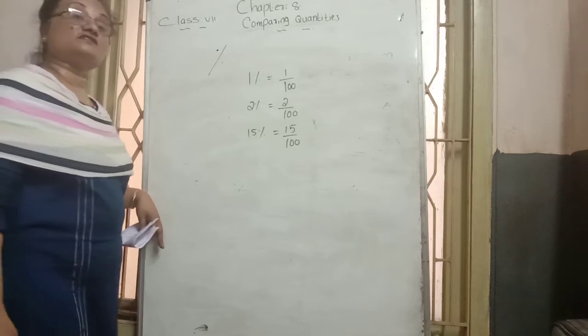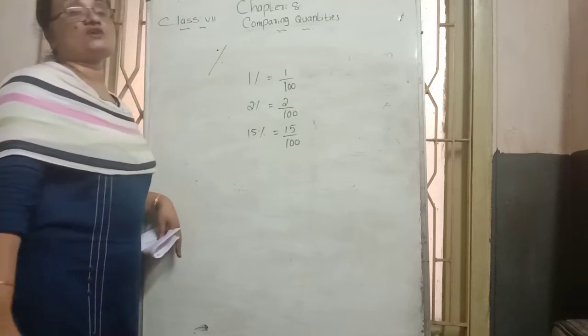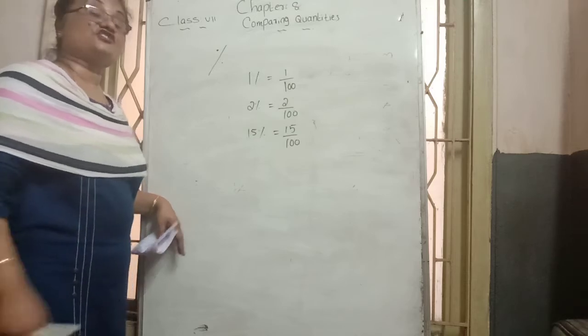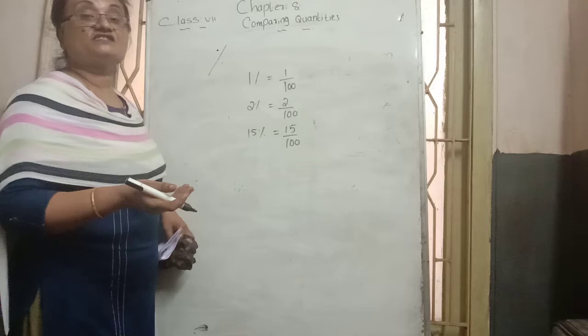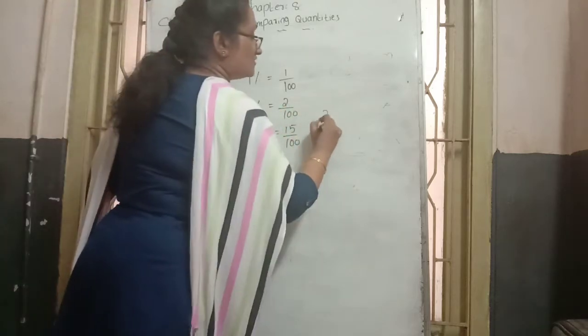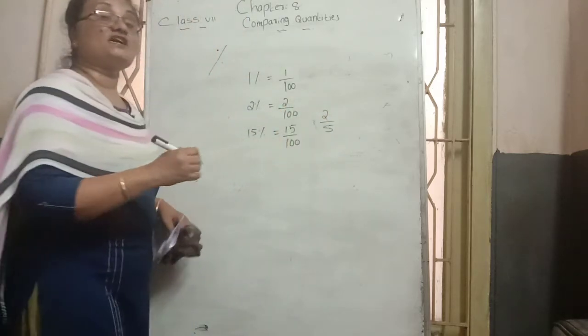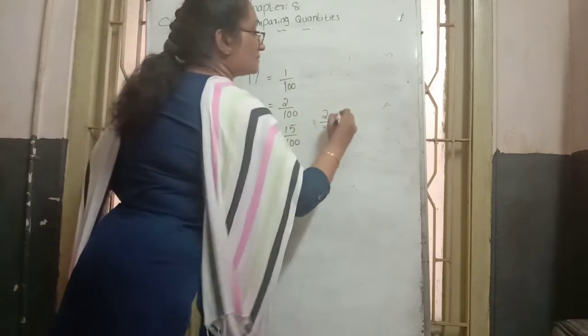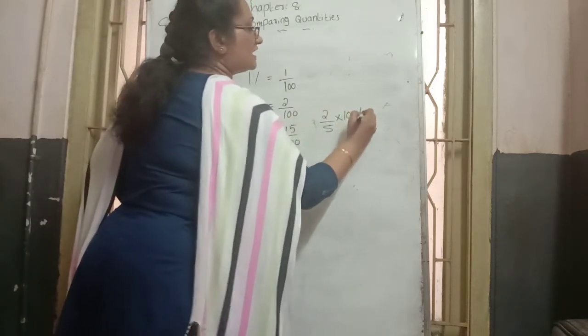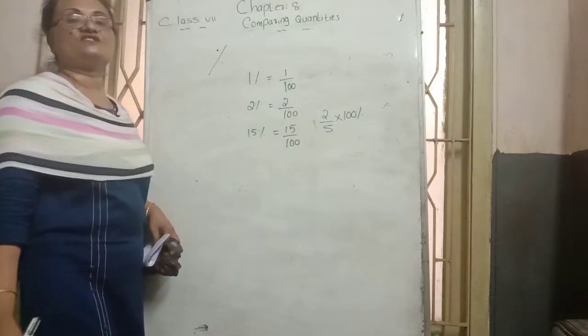Percentage conversions: how to convert a decimal point or a fraction to a percentage. Here the question is, given a fractional number, how to convert it to a percentage. Suppose 2 by 5 is a fractional number; to convert it to a percentage, remember to multiply with 100%. We multiply with 100%.